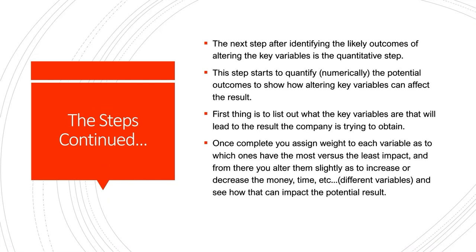Steps continued. The next step after identifying the likely outcomes of altering the key variables is the quantitative step. This step starts to quantify numerically the potential outcomes to show how altering key variables can affect the result. First thing is to list out what the key variables are that will lead to the result the company is trying to obtain. Once complete, you assign weight to each variable as to which ones have the most versus the least impact. And from there, you alter them slightly as to increase or decrease the money, time, whatever the variable may be, and see how that can impact the potential result.